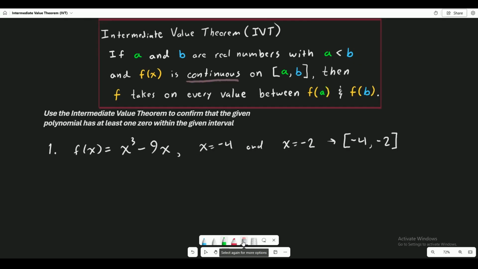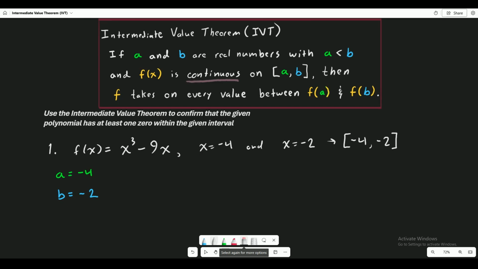So here, a is equal to -4, and b is equal to -2. A is always going to be the smaller number, all right? That's a condition right here. Look, a less than b. All right, just keep that in mind. A less than b. Remember that, okay?